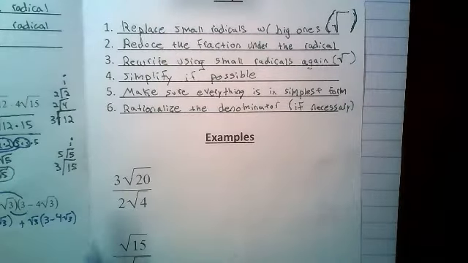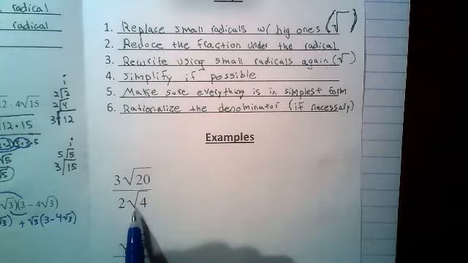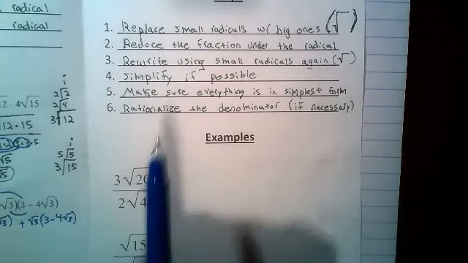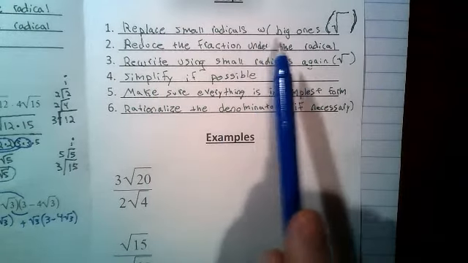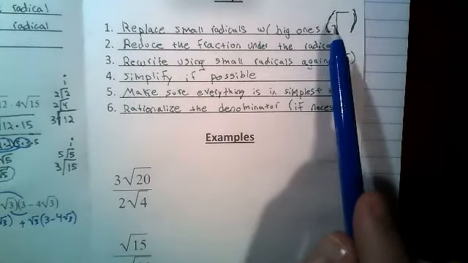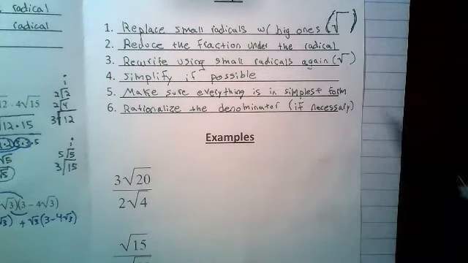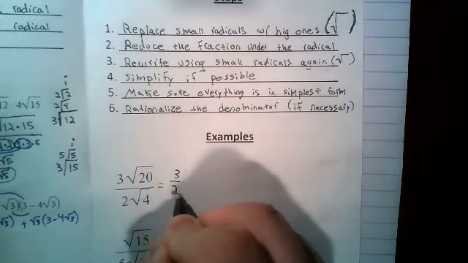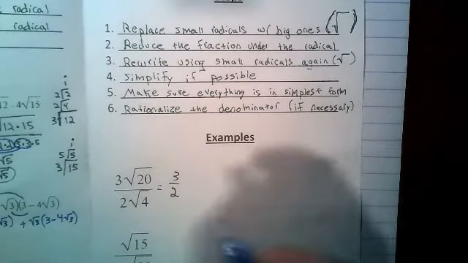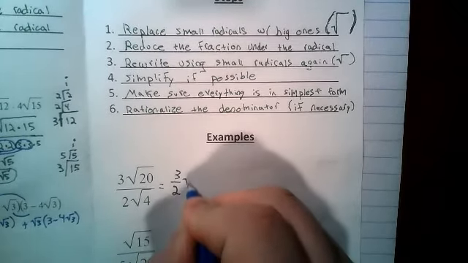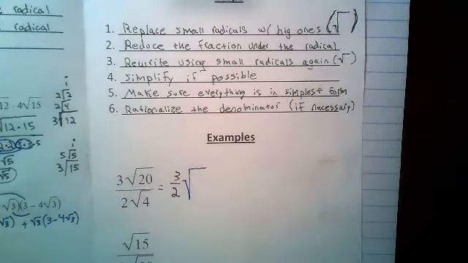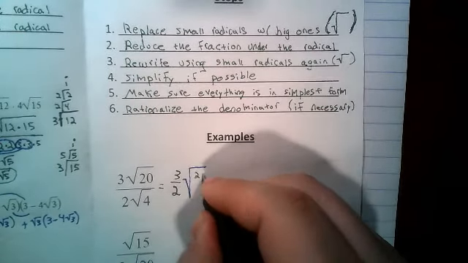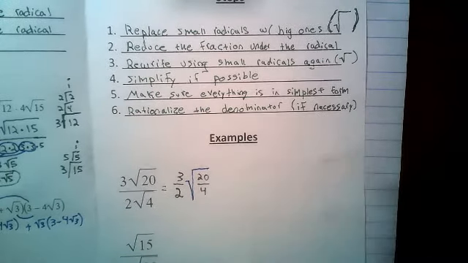Our first problem, we've got 3 square root 20 divided by 2 square root 4. Okay, so what we're going to do is we're first going to replace these small radicals with the big one. Okay, and I kind of in parentheses made a big radical so you could see what I mean. So we're going to change this to 3 over 2. That's going to stay the same. And then as a big radical, we're going to have 20 over 4.